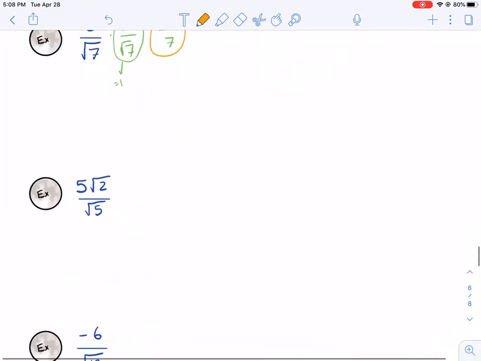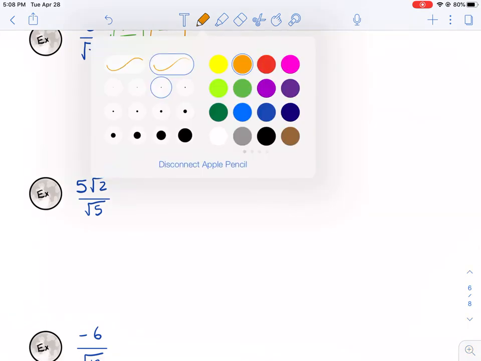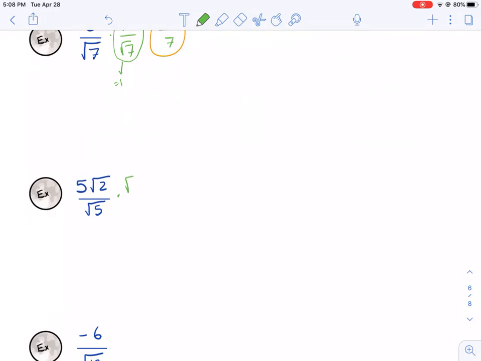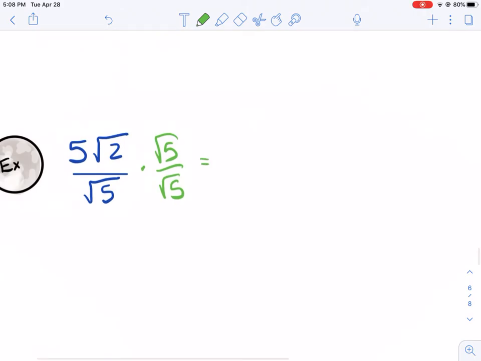Okay, next one. We have 5 times radical 2 over radical 5. So we're going to multiply both the top and bottom by radical 5. Again, that value is equal to 1. The only thing we're going to do is change how this looks. So we get 5 in the bottom, radical 5 times radical 5 equals 5. It undoes the radical when you multiply it by itself.